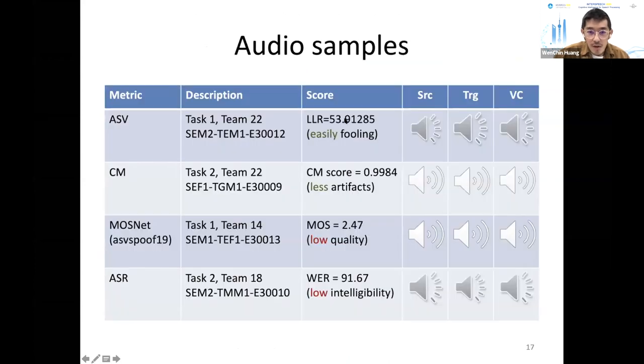All right, so finally, let's hear some audio samples so that we can know what kind of aspect each metric is evaluating. So first, we will play the ASV. So we're playing a sample that is pretty good, which means that it can easily fool the ASV system.